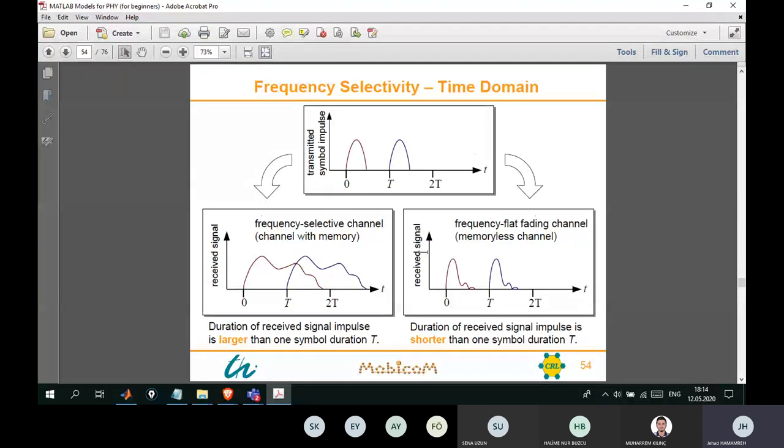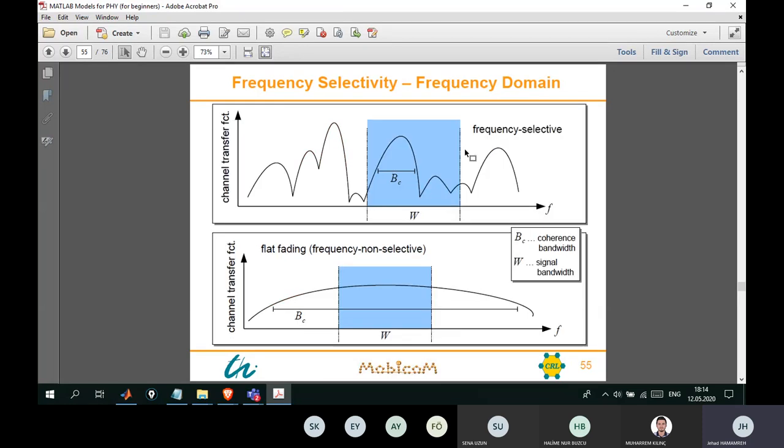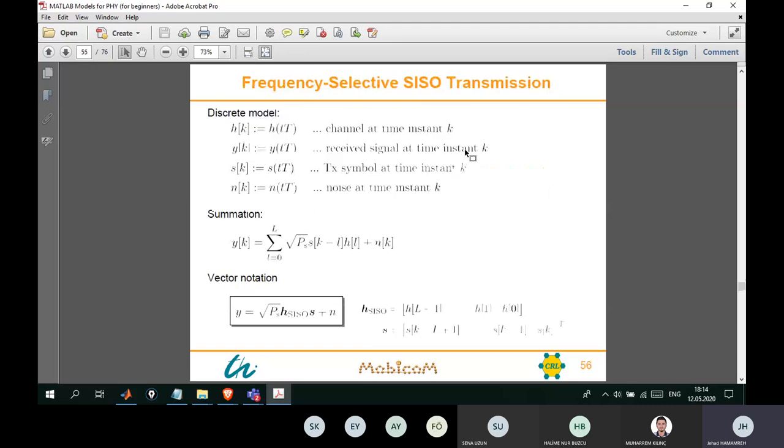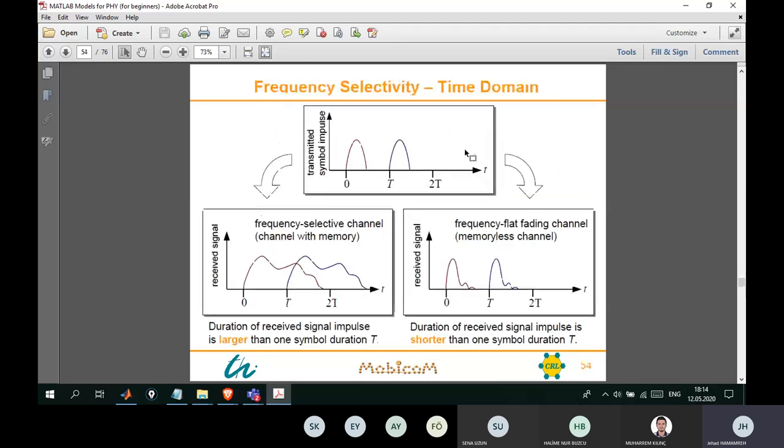So, what other types of channel effects do we have? We have also frequency selective, time domain. When do we get this? When do we get this frequency selective? Can you tell me when do we get this frequency selective? I will tell you. Let me open this marker and draw to you one example where you can receive frequency selective. So this is a frequency selective.